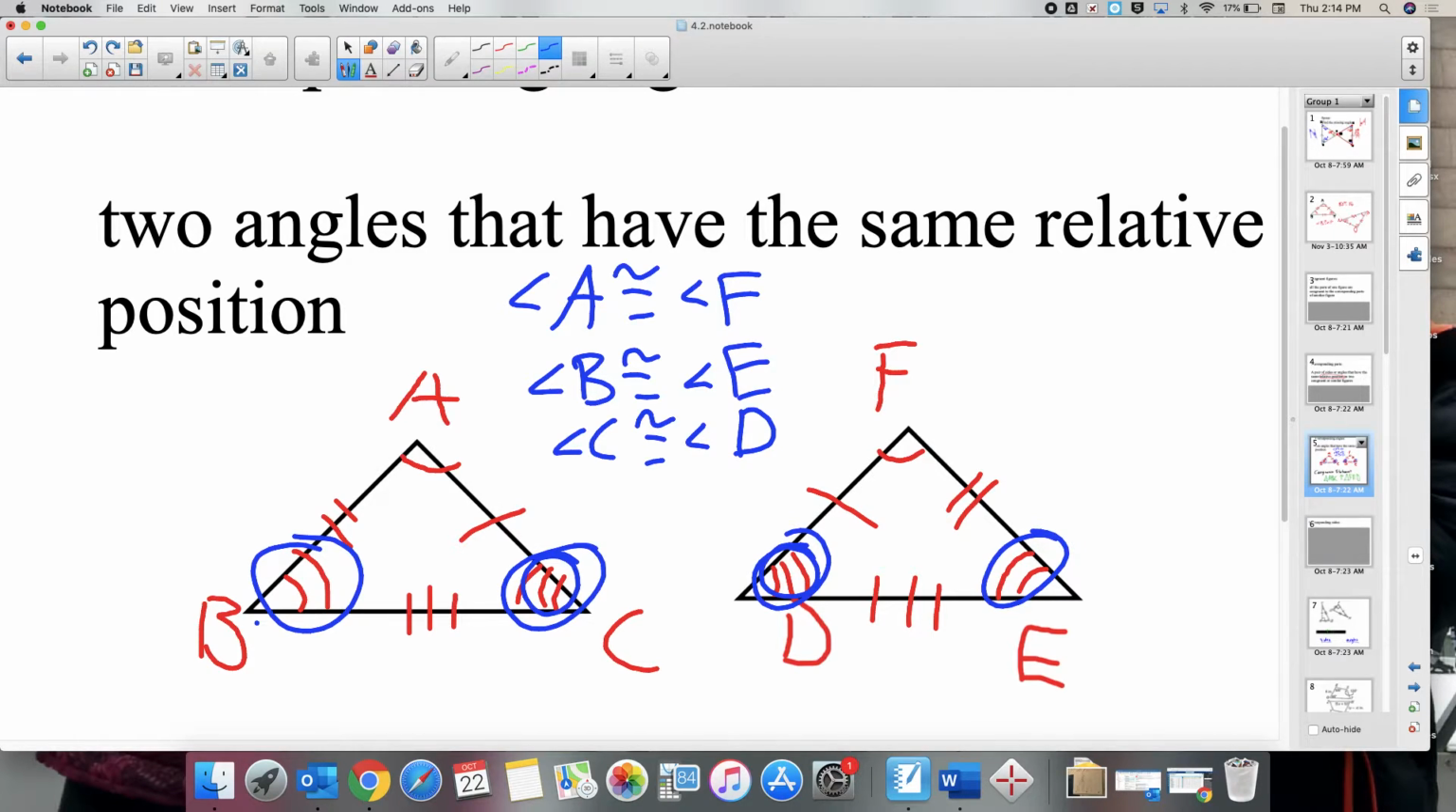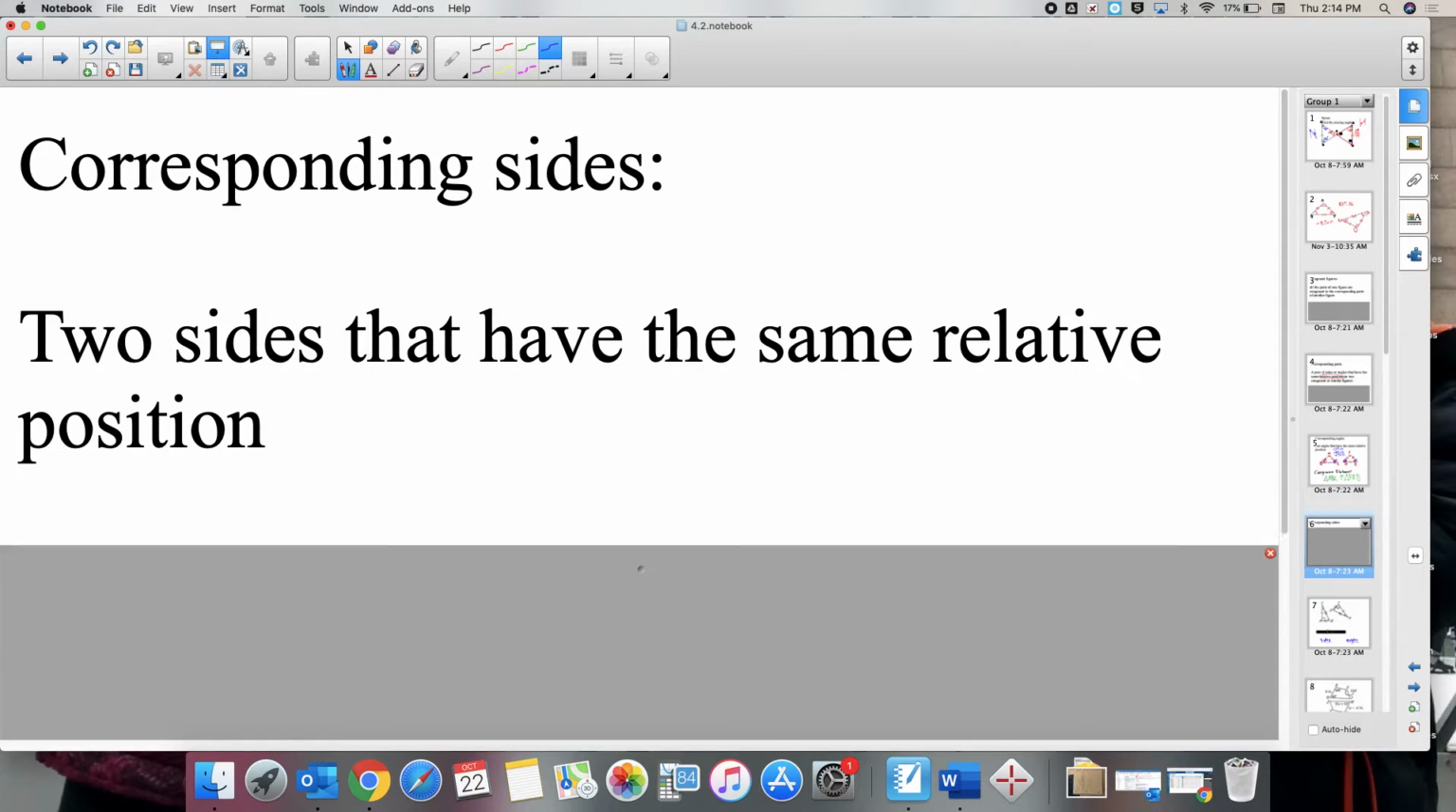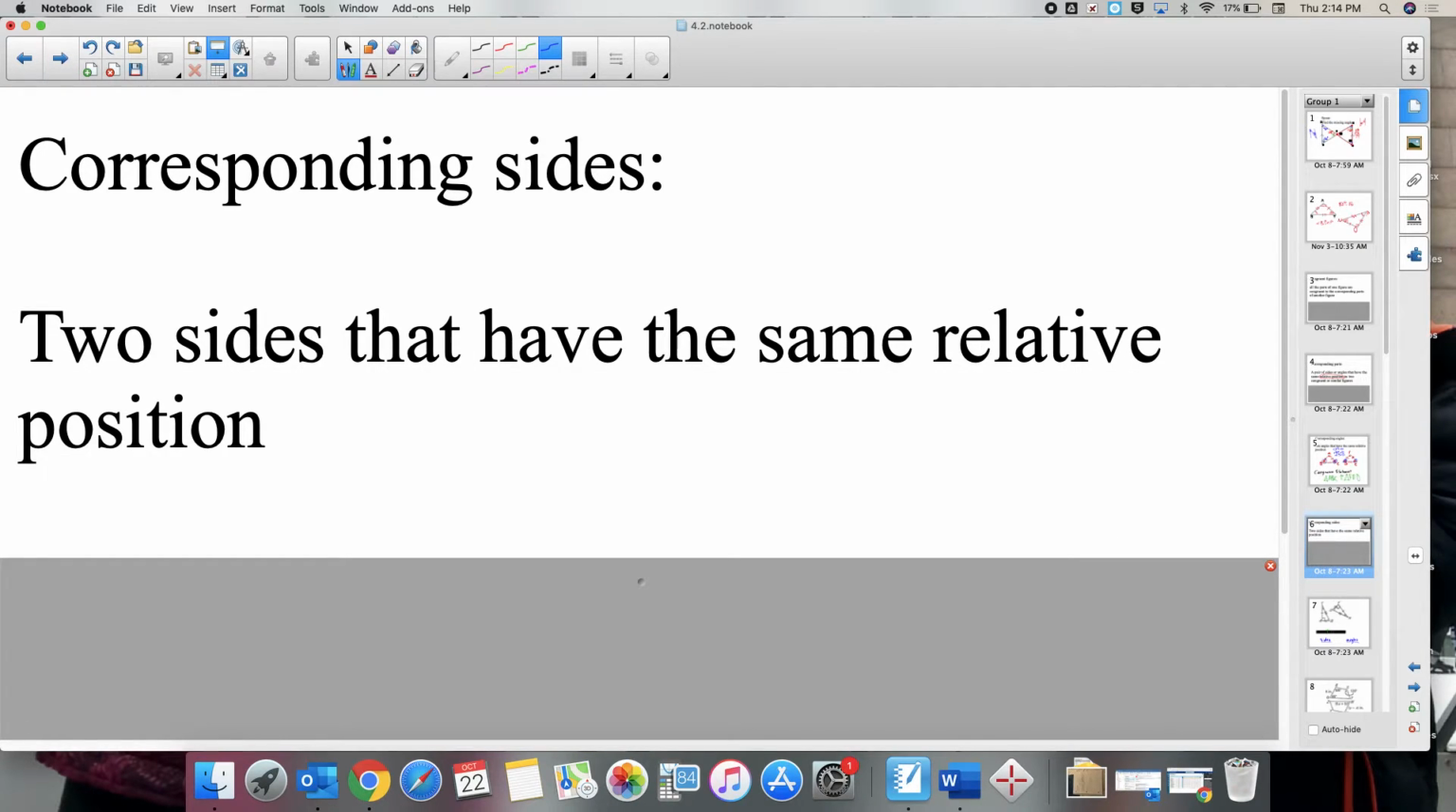Same thing with your sides then. Corresponding sides are two sides that have the same relative position.